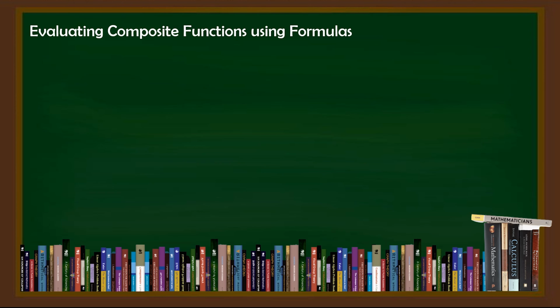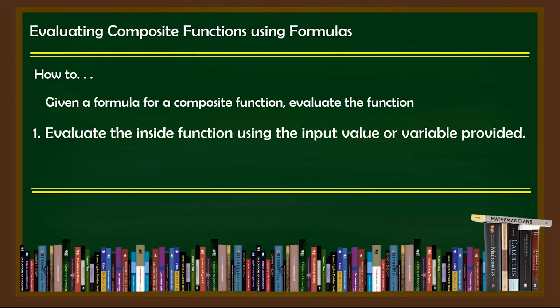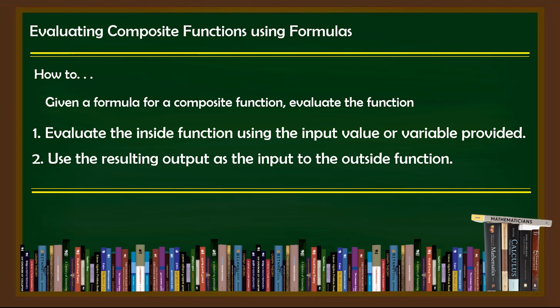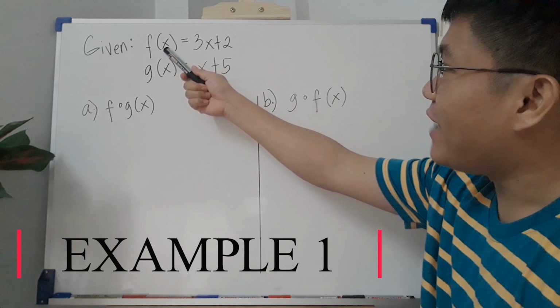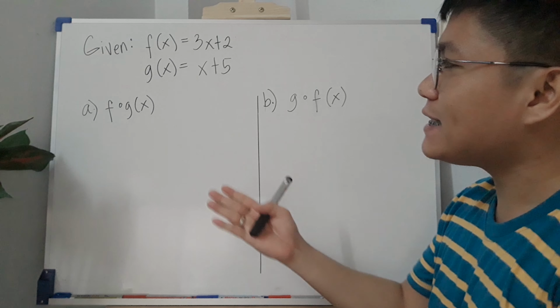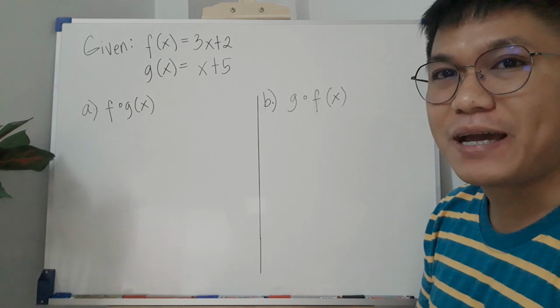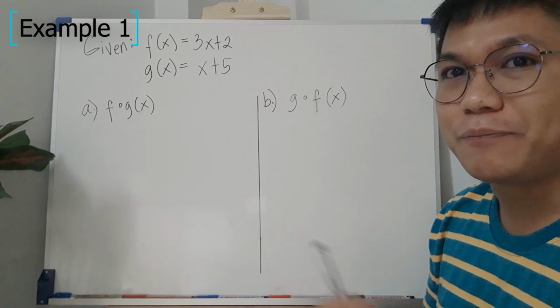In evaluating composite functions using formulas, there are two steps that you have to follow. First, evaluate the inside function using the input value or variable provided. Second, use the resulting output as the input to the outside function. Let's take a look with our example. Given f of x is equal to 3x plus 2 and g of x is equal to x plus 5. Since we already discussed how to evaluate functions in our previous discussion, I hope you can apply that concept to our topic for today.